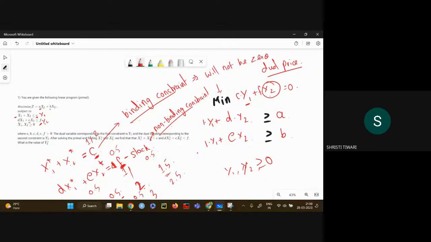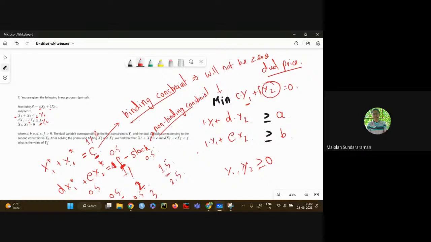Exactly. And that's why the value of y2 star is 0. It is of no importance because its dual price is 0. And if we put it at 0.5, then it will become a binding constraint. So then it would be important, and the dual price will be non-zero.